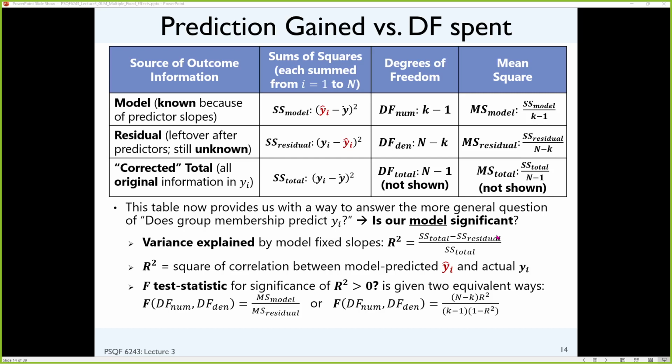If R square were 0.9, then I've captured 90% of my outcome variance, and the data must be simulated because that never happens in real life. At least not with studies with people in social sciences. Then there's 10% left over. So you can think of it that way. R squared tells you what proportion of the total variance your model has captured.